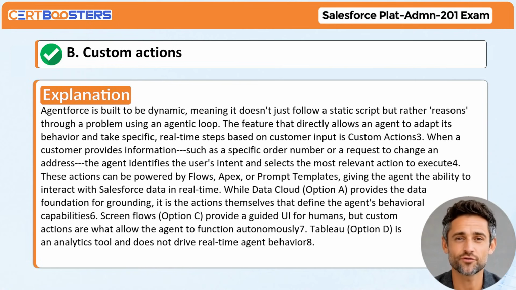Explanation. Agentforce is built to be dynamic, meaning it doesn't just follow a static script, but rather reasons through a problem using an agentic loop. The feature that directly allows an agent to adapt its behavior and take specific, real-time steps based on customer input is Custom Actions. When a customer provides information, such as a specific order number or a request to change an address, the agent identifies the user's intent and selects the most relevant action to execute.